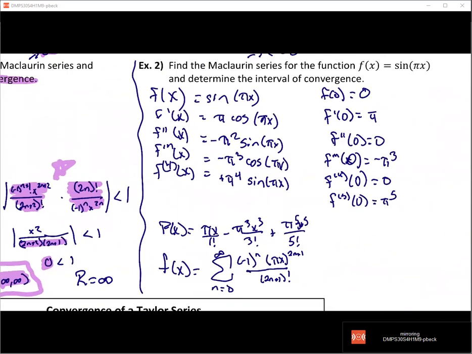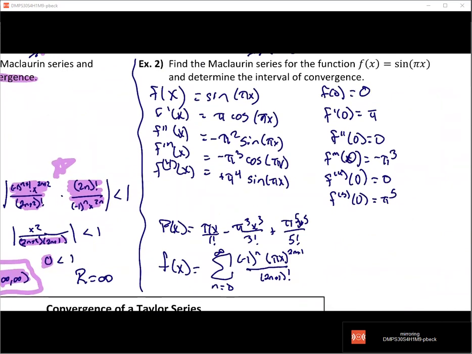When it comes to our second example, we're going to take f of x as sine of pi x. Once again, we're going to find the Maclaurin series, so we're going to center it at 0. The reason we're centering it at 0 is because this is another one that you should know really, really well. What's different is we have a pi, so let's go ahead and see how that affects things.